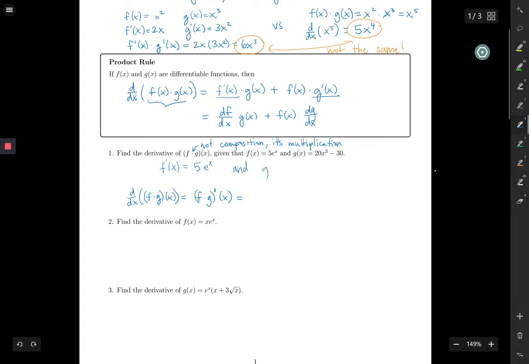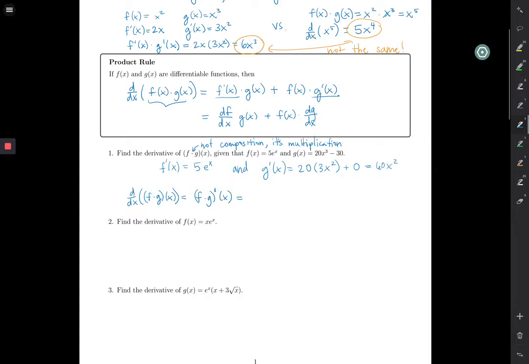And also, if we want to compute g prime of x, this is just a polynomial. We'll get 20 times the power rule applied to x cubed, which would be 3x squared. And then this negative 30 is just a constant, so that part will give us 0. If you want to remind yourself that that's how derivatives work, you can just write plus 0. And then when we simplify, this will give us 60x squared, right?